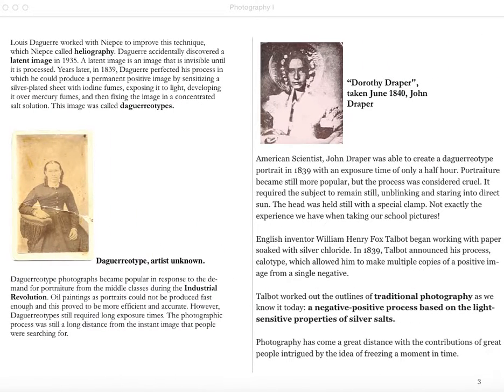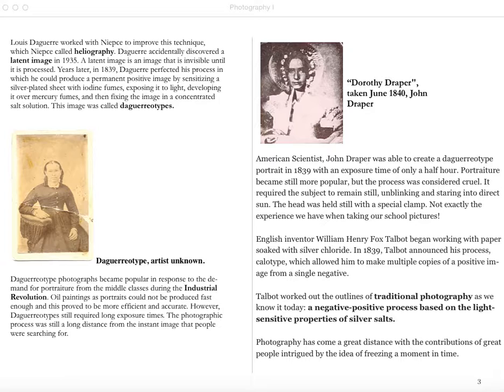Louis Daguerre worked with Niepce to improve this technique, which Niepce called heliography. Daguerre accidentally discovered a latent image in 1835. A latent image is an image that is invisible until it is processed. Years later, in 1839, Daguerre perfected his process in which he could produce a permanent positive image by sensitizing a silver-plated sheet with iodine fumes, exposing it to light, developing it over mercury fumes, then fixing the image in a concentrated salt solution. This image was called daguerreotypes.